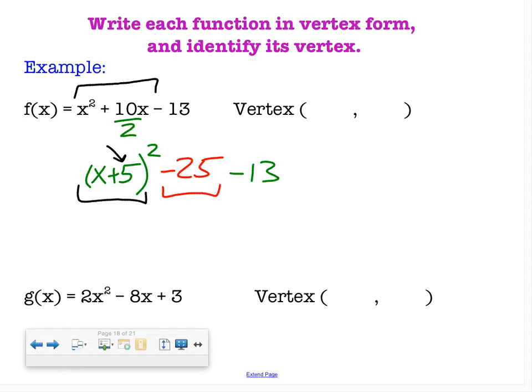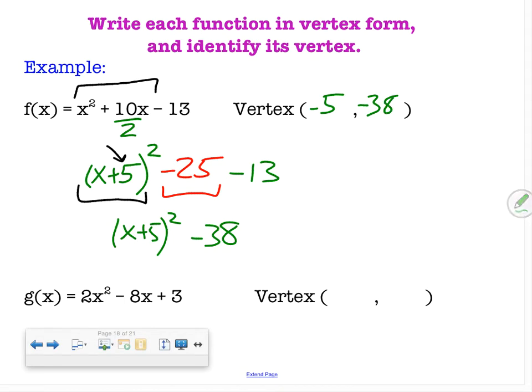When you do that, the final vertex form would be (x plus 5) squared minus 38. And the vertex of this function would be x is -5, and k, or the y value, is -38.